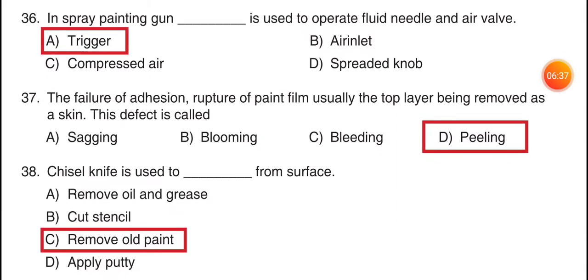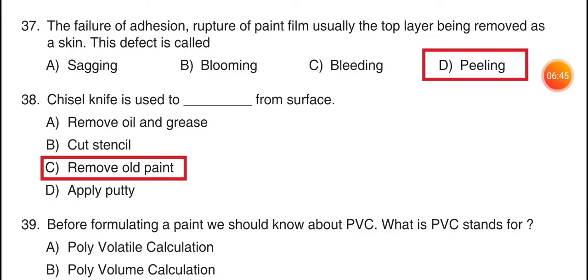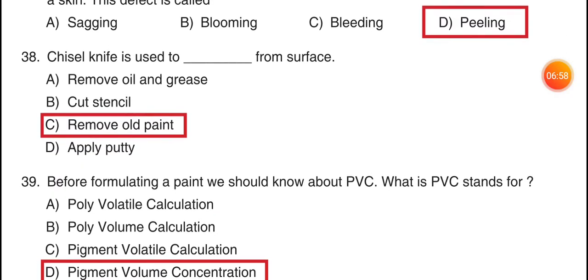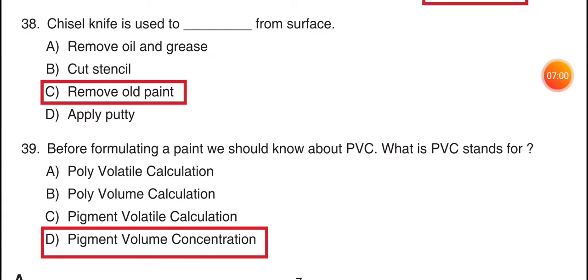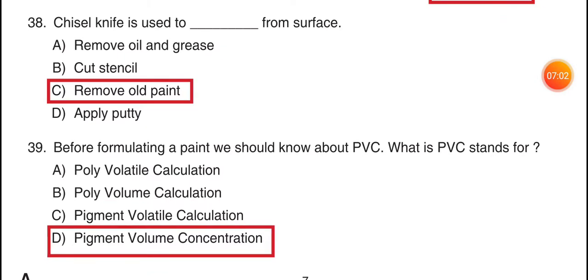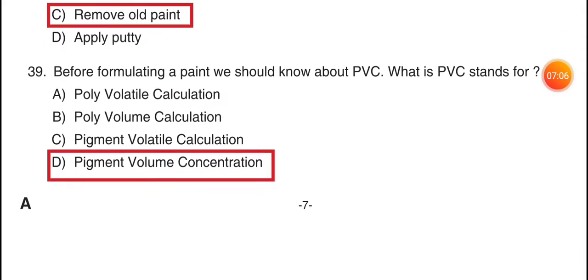36. In spray painting gun, dash is used to operate fluid needle and air valve. Option A, trigger. 37. The failure of adhesion, rupture of paint film, usually the top layer being removed as a skin. This defect is called. Option D, peeling. 38. Chisel knife is used to dash from surface. Option C, remove old paint.